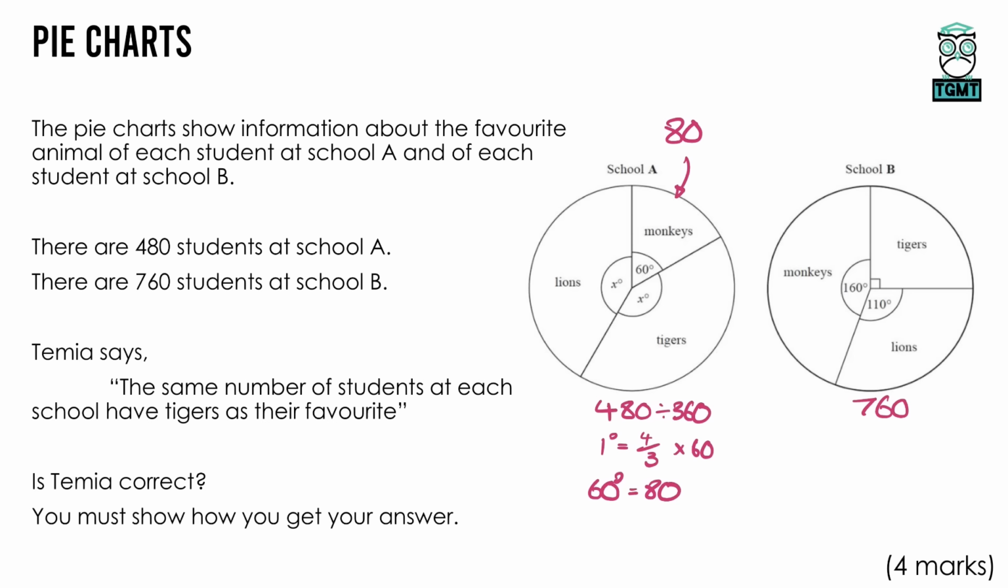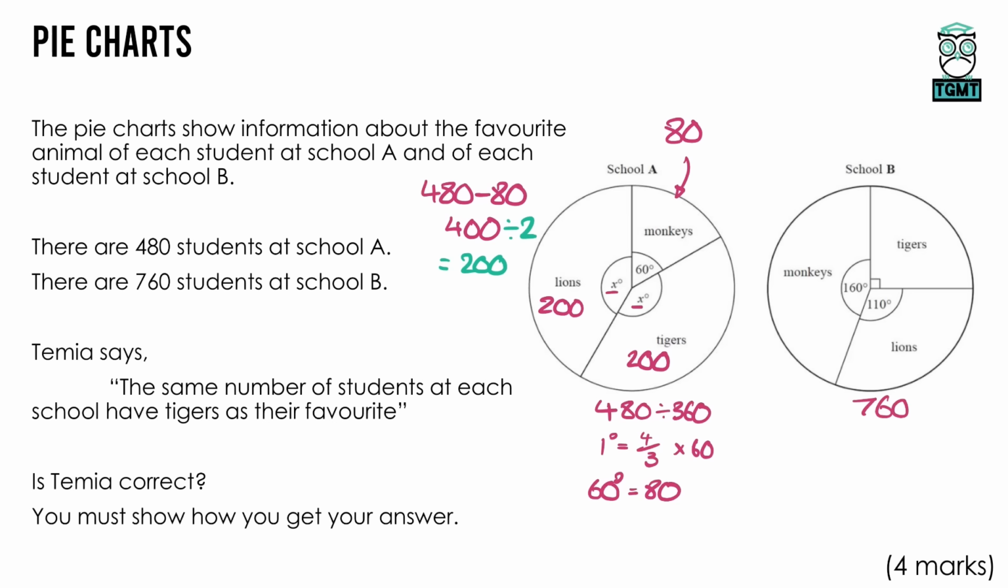Now there are 480 people in total at this school, and 480 take away 80 is 400. Now both the lions and the tigers here are both X, which means that they're both the same. So if there are 400 in total, if we divide this by 2, that tells us that each of those represents 200 people. So the lions is 200 people and the tigers is 200.